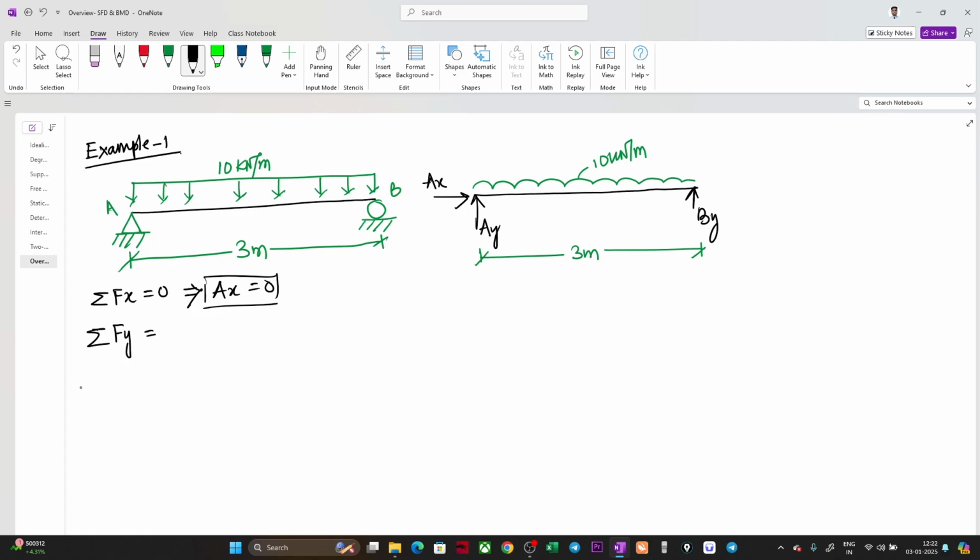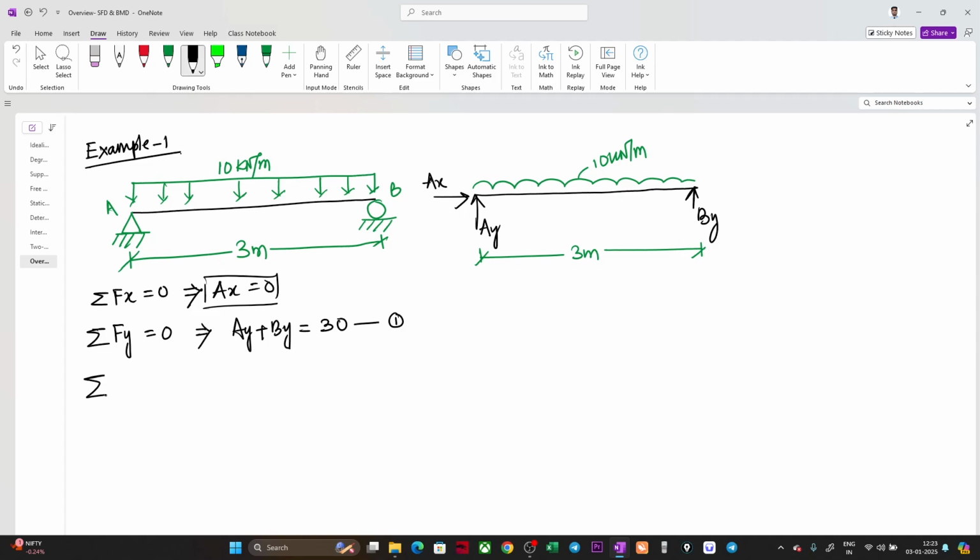Summation of Fy, all the vertical loads, equal to 0. So it implies Ay plus By, whatever reactions we get, should be equal to the load applied. The total load will be 10 kilonewton per meter applied over a 3 meter span, so 3 into 10, 30 kilonewton. I will mark this as the first equation.